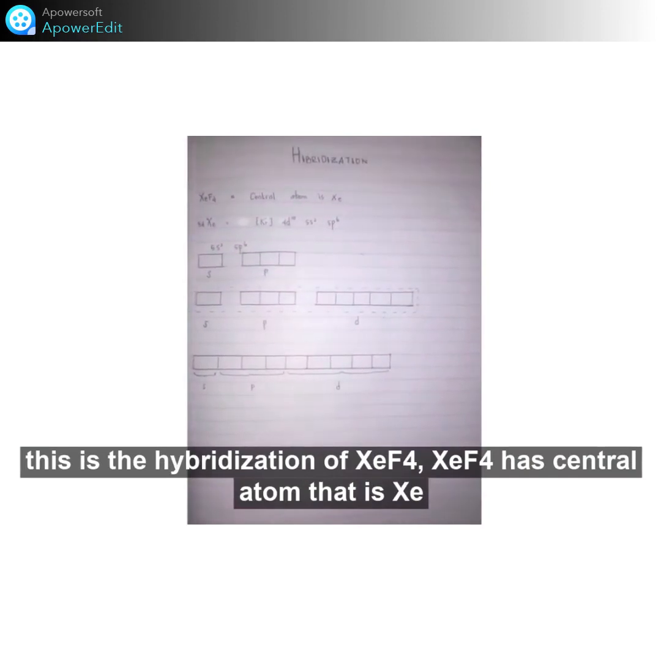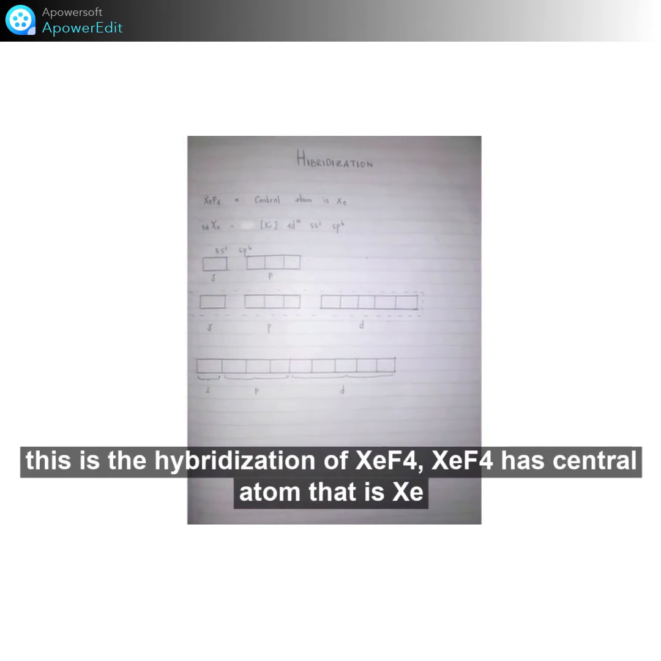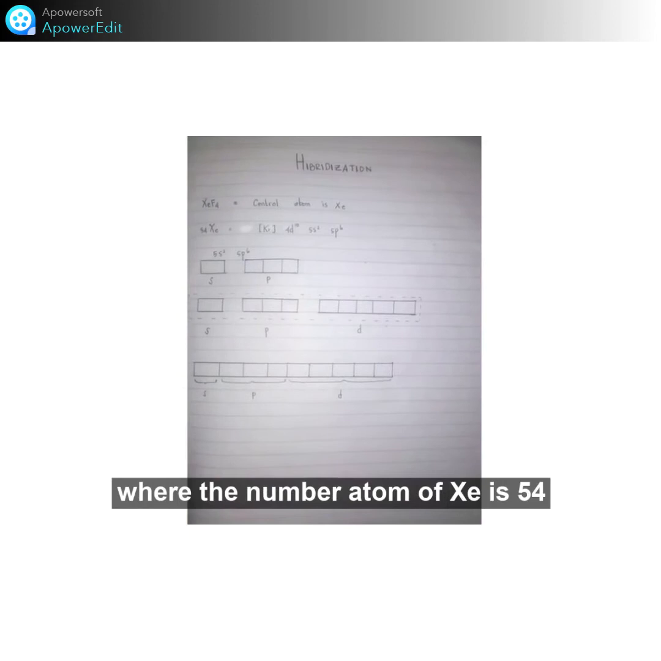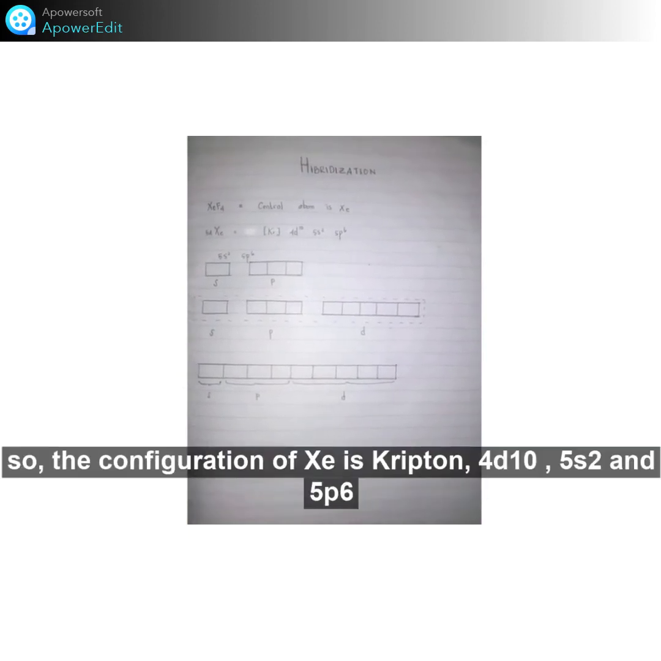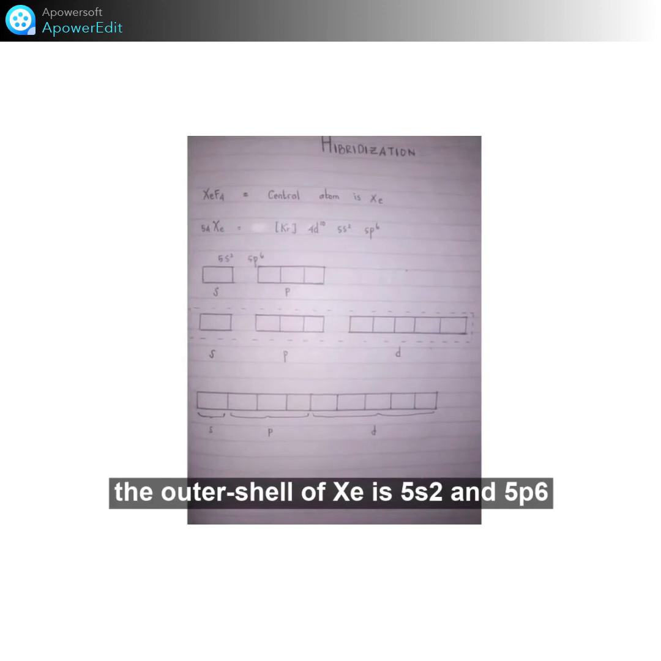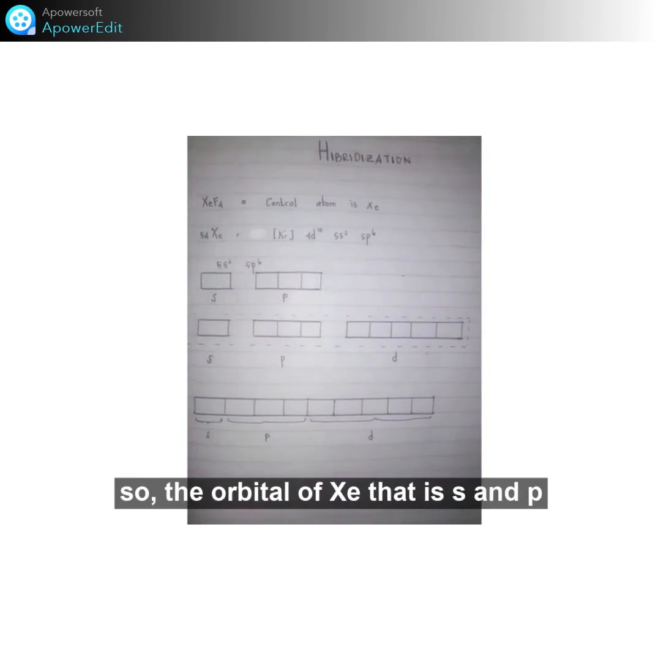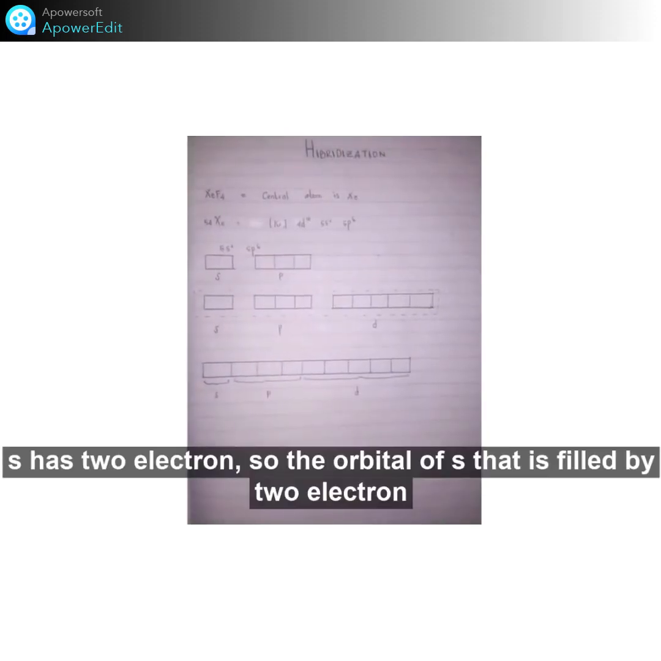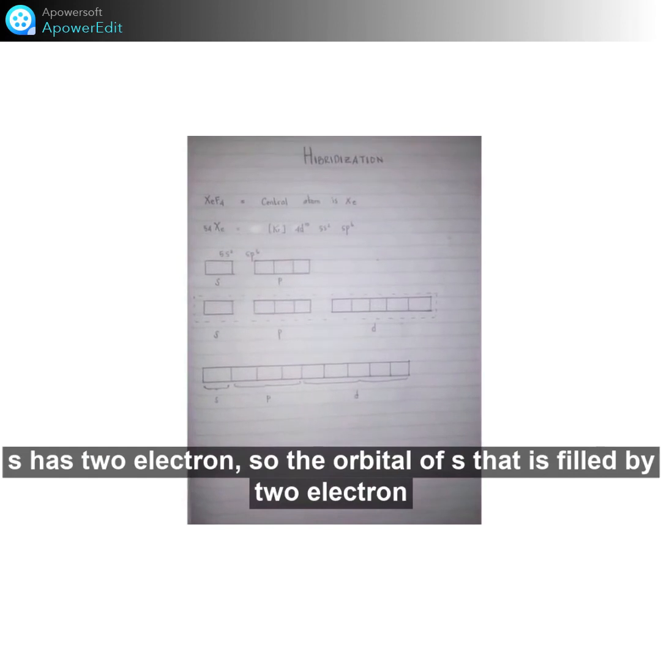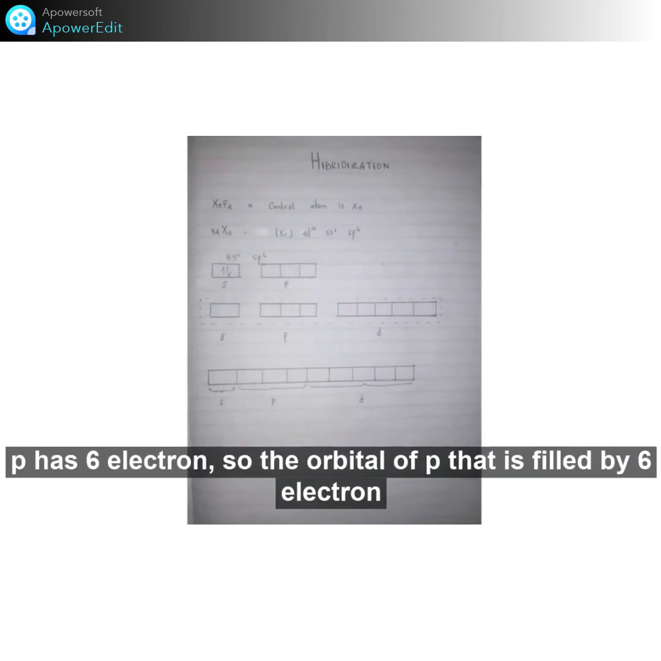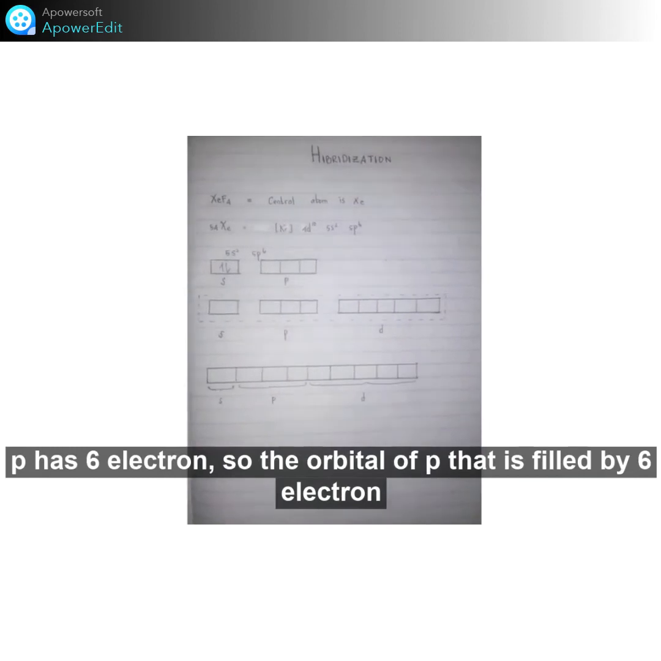This is the hybridization of xenon tetrafluoride. Xenon tetrafluoride has the central atom xenon, where the atomic number of xenon is 54. So, the configuration of xenon is krypton, 4d10, 5s2, and 5p6. The outer shell of xenon is 5s2 and 5p6. So, the orbitals of xenon are s and p. S has 2 electrons, so the orbital s is filled by 2 electrons. P has 6 electrons, so the orbital p is filled by 6 electrons.